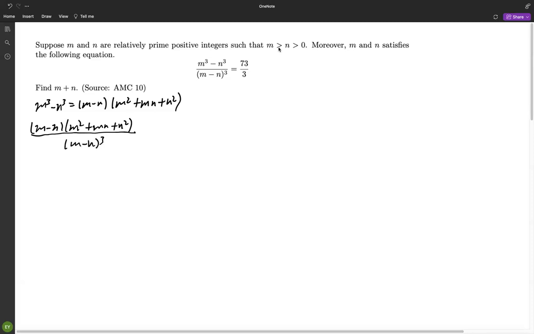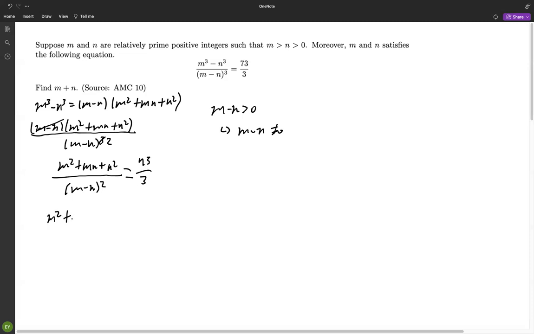Now notice that m is always greater than n. That means m minus n should be greater than 0. And this implies that m minus n is not equal to 0. That means we can cancel this term out. So we have m minus n squared for our denominator and m squared plus mn plus n squared for our numerator. So we can cross multiply or we can expand our denominator first.